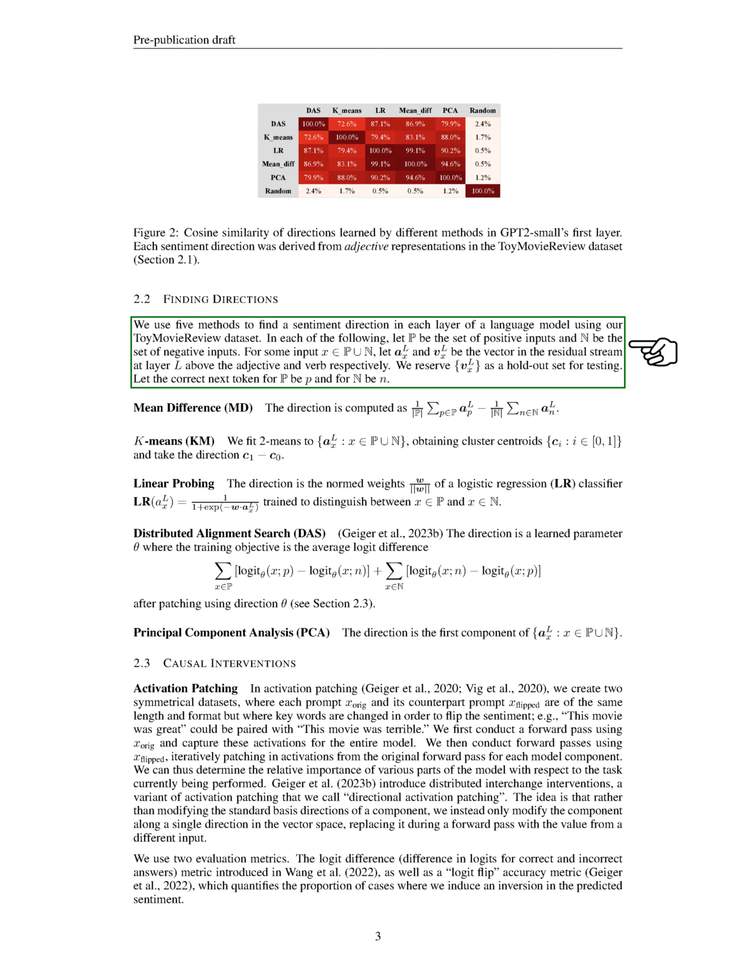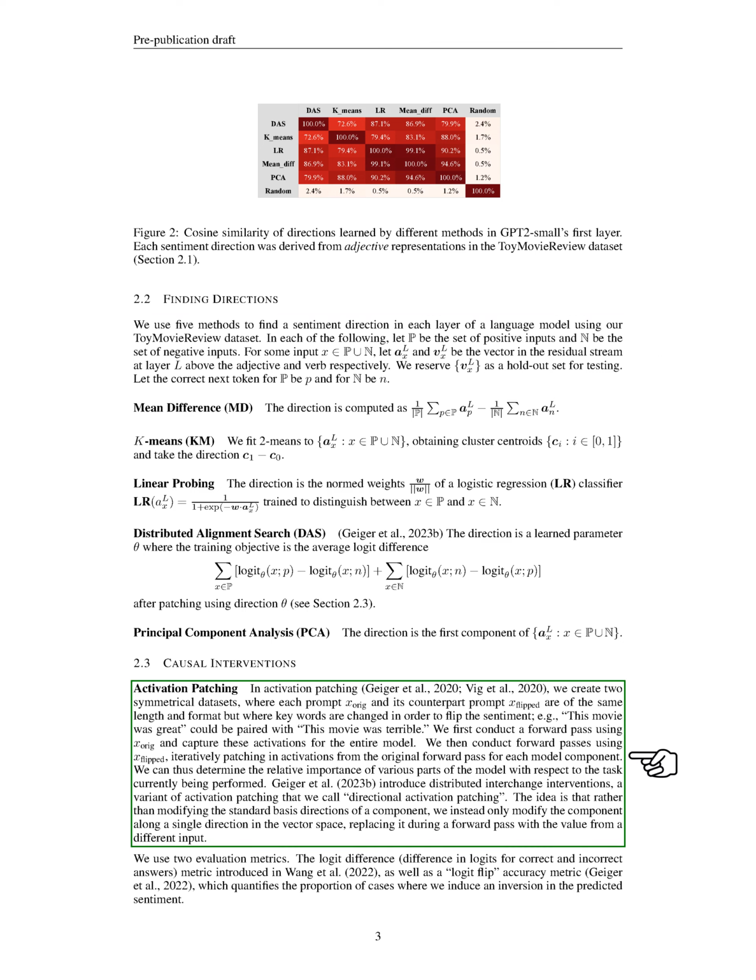Distributed alignment search, DAS, is a method where the direction is a learned parameter. This parameter is trained to maximize the difference between the average logit values of the sets P and N. Principal component analysis, PCA, is a method where the direction is the first component of a set of values.